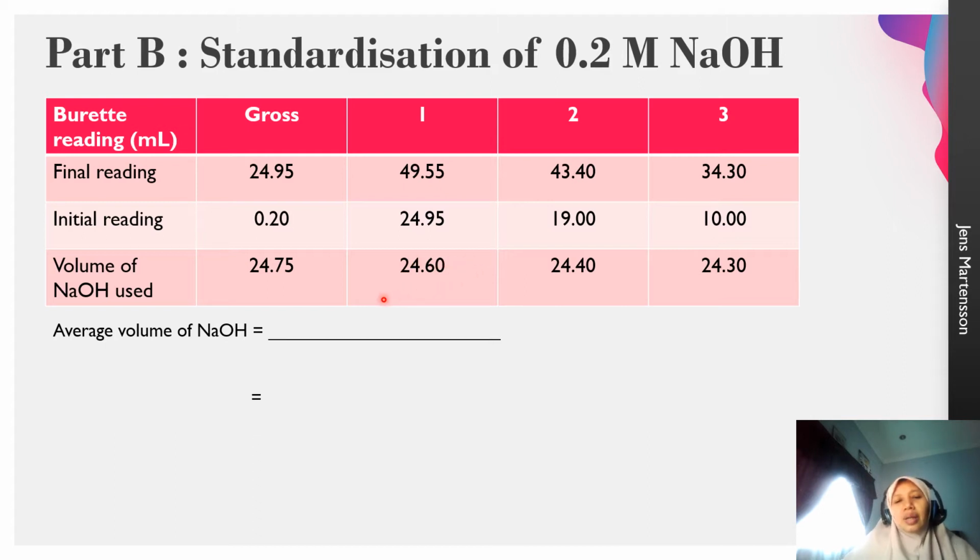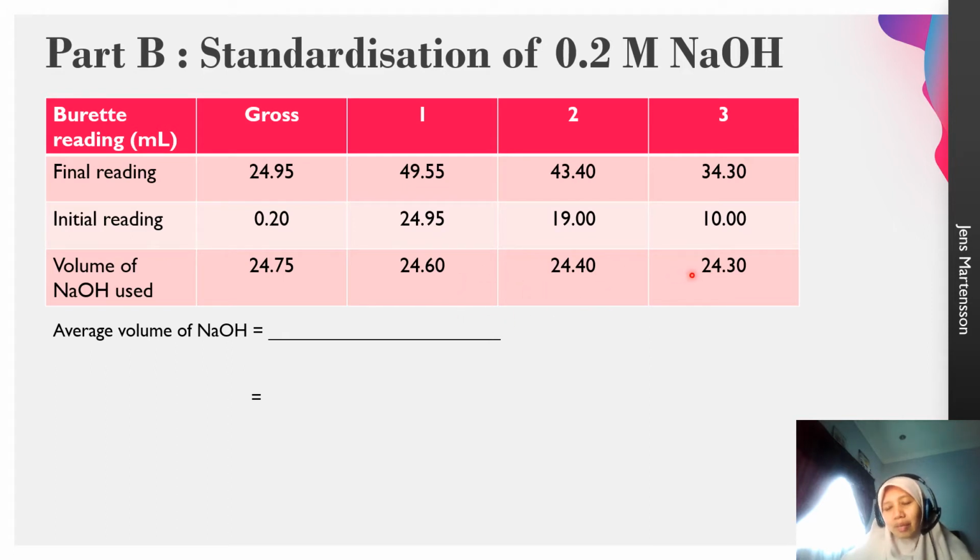Now, look at the volume of NaOH used for the actual reading. It should be less, because the color of the endpoint in the gross reading was intense pink. So it needs to be less than that, because when it is really pink, that means it is already basic, not neutral anymore. Okay, 24.60, 24.4, and 24.3. So you see, these numbers are in the right trend.